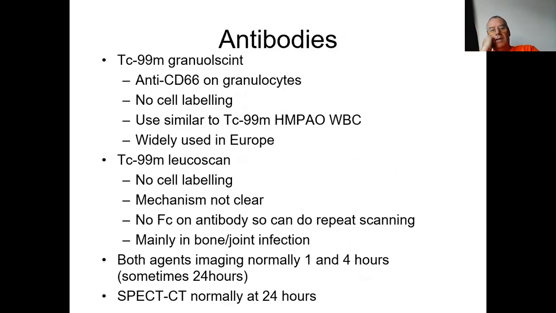Antibodies: there are two types. There's anti-granulocyte antibody, which labels granulocytes. No cell labeling is needed. It comes as a straight injection. It uses similar patterns to what you see with HMPAO white cells. It's very widely used in many parts of Europe. Then there's Nanocoll, which doesn't really have any specific cell labeling. The mechanism of action is unclear.